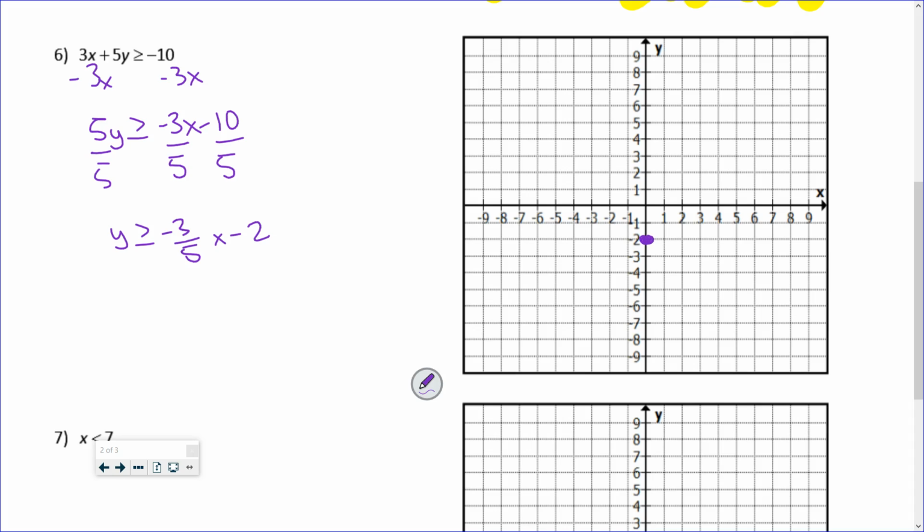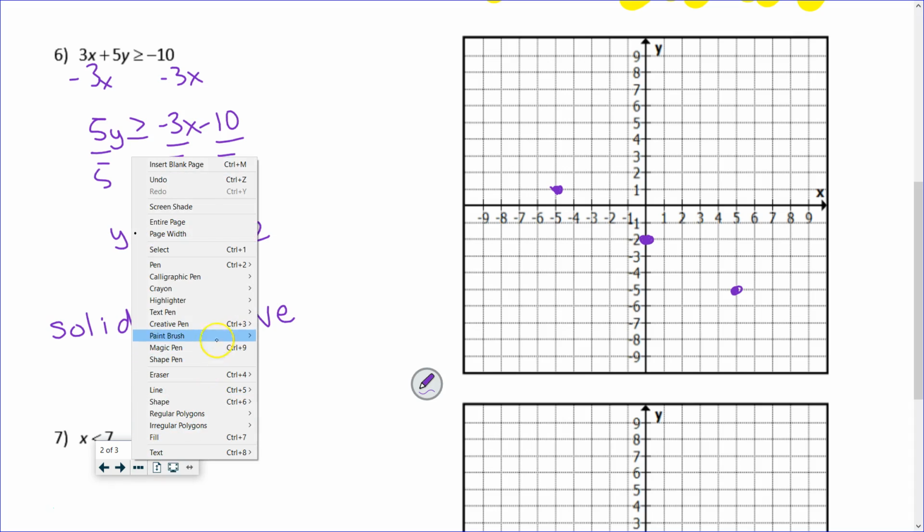Start with my y. And how am I going to move to the next point? I am going to go down 3 and over 5 right here. Okay. And yeah, someone said a solid line. How do you know it's a solid line? Because it is equal to. And are we going to shade above and below? We are going to shade above because it says greater than. So we're going to have a solid line and we are going to shade above.